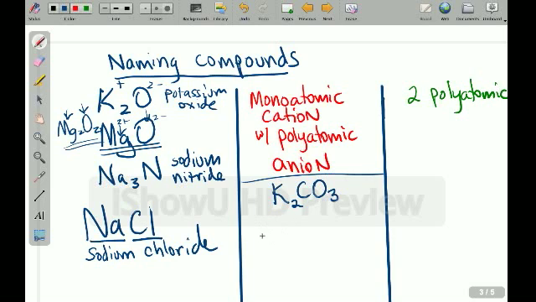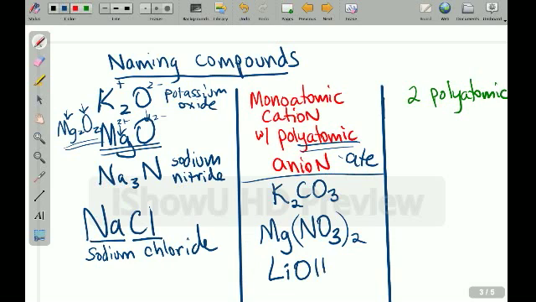Let's do one where you need parentheses, magnesium nitrate. These are your 8s, remember? Your polyatomic dudes, 8s. Magnesium nitrate. This has a charge of 2. This has a charge of -1. So I'm going to crisscross and put a 2 there. But we don't want to make it look like 32. So you put a 2 on the outside. So that's magnesium nitrate. And we'll do one more. Lithium hydroxide.